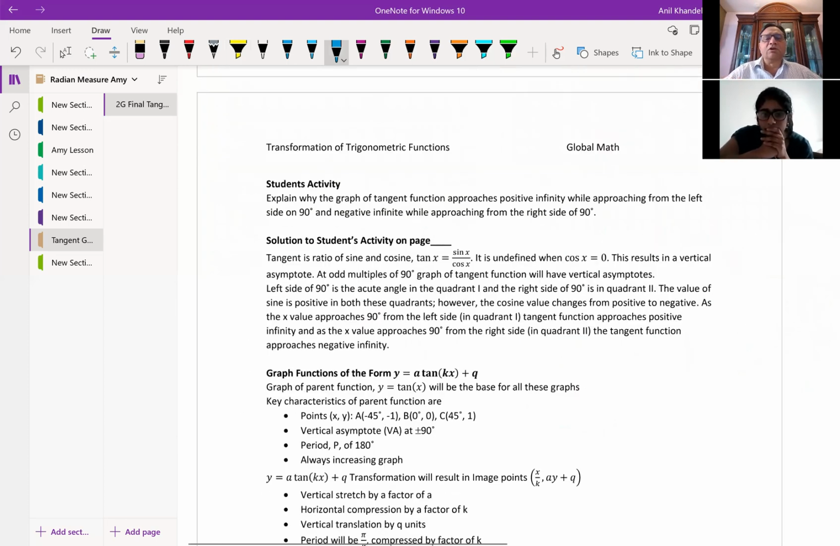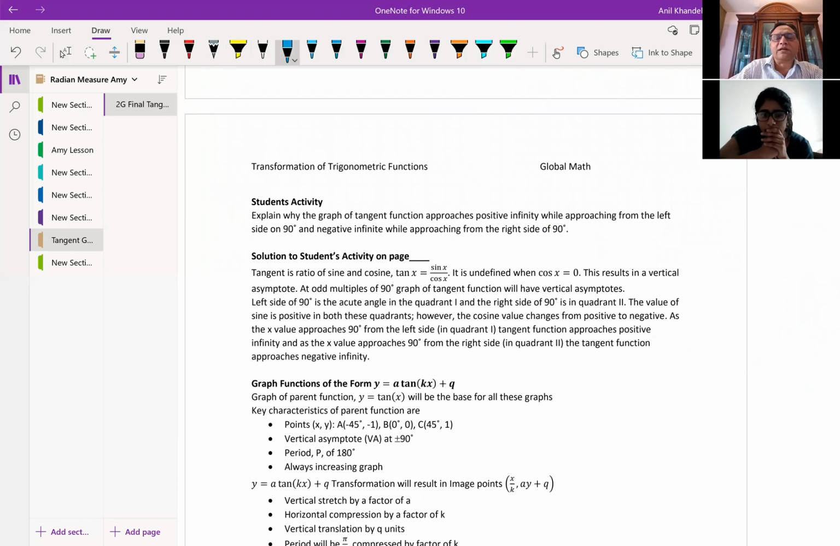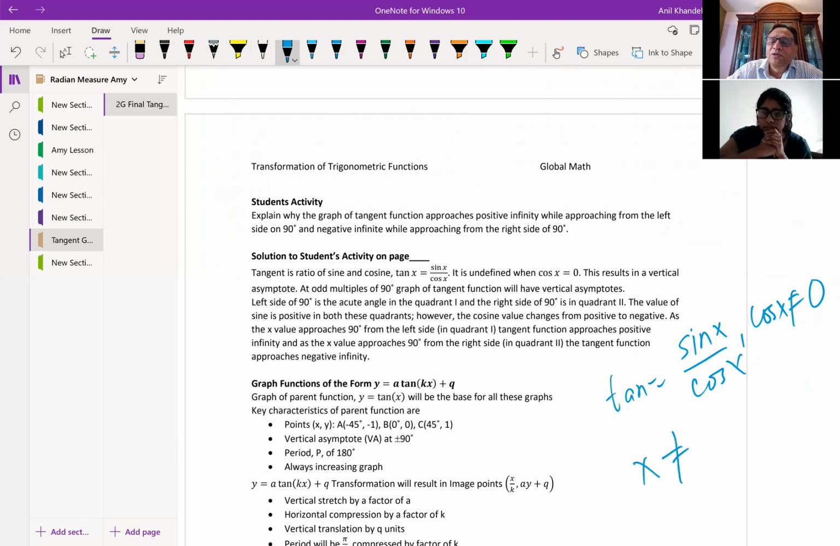So what you really saw is tan is also a ratio of sine over cosine, right? You know that, correct? So tan is the ratio of sine over cosine. And very clearly, cos x is not equal to 0. That means cos x is 0 at odd multiples of pi by 2, correct? So that means x is not equal to, if you're working in radians, 2n plus 1 times pi by 2. If you're working in degrees, then it is not equal to 2n plus 1 times 90 degrees, where n belongs to the set of integers. Is that clear to you?